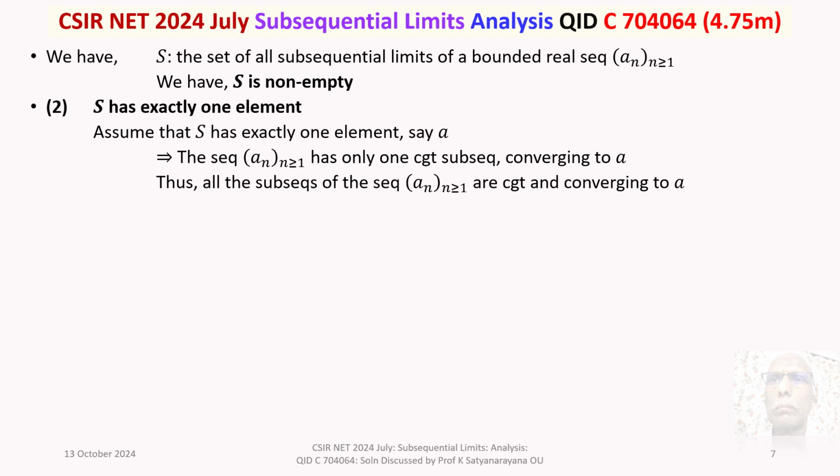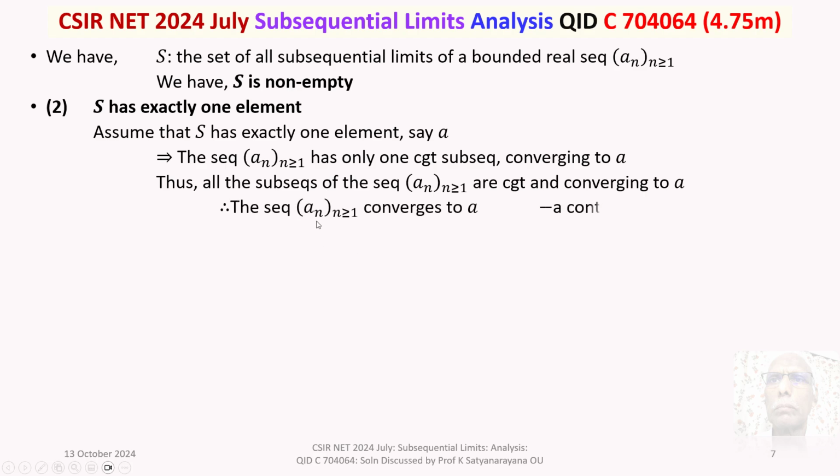And most probably you remember this theorem. If all the subsequences of a given sequence are convergent and converge to A, then the original sequence a_n converges and converges to A, which is a contradiction because your sequence is not convergent.